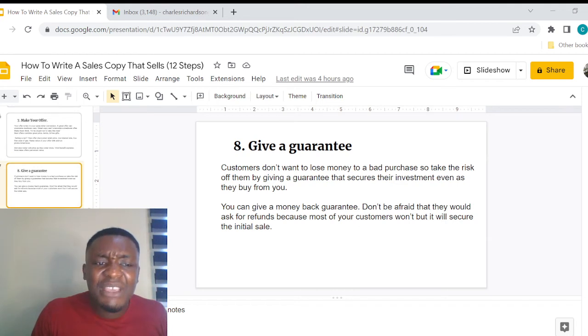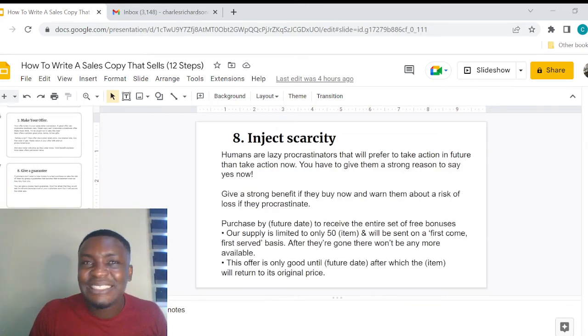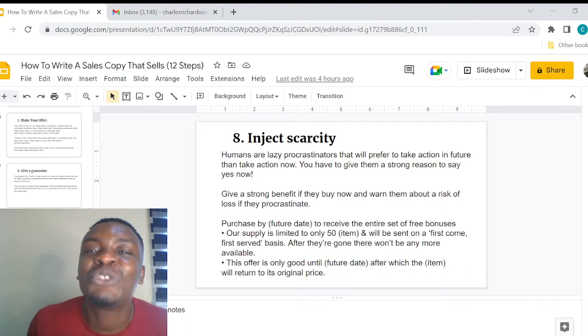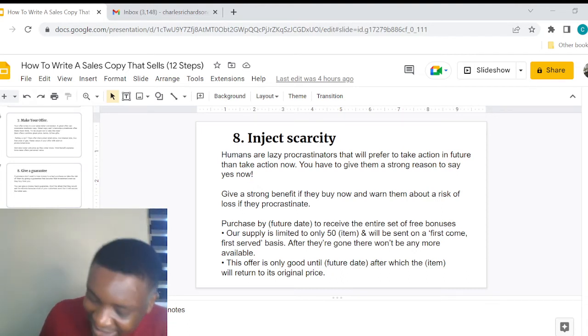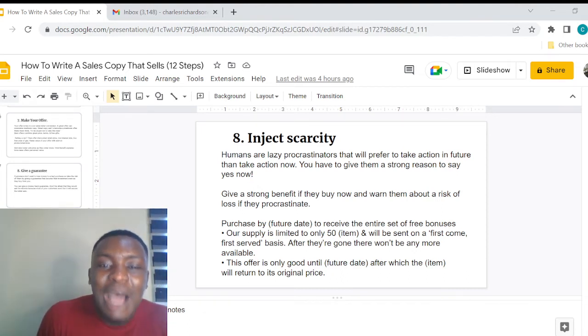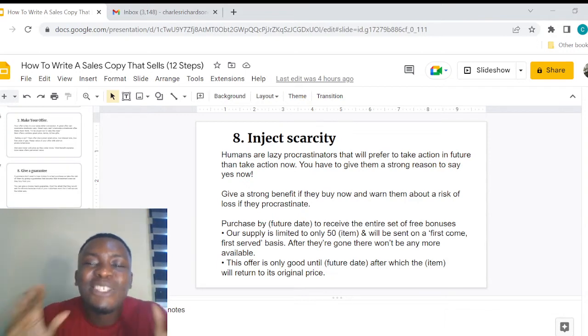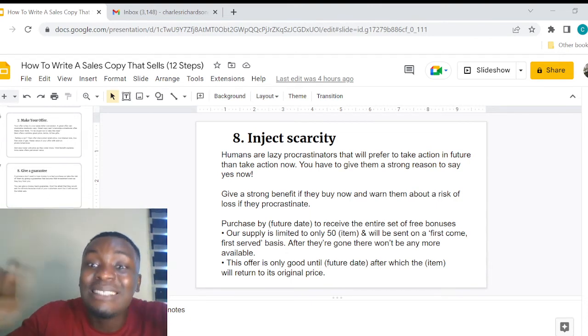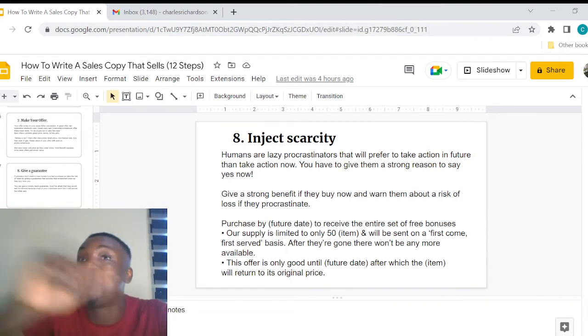Then, after I've given them a guarantee, inject scarcity. Number 8, this is very important. Number 9, this is a mistake, but number 9, inject scarcity. Human beings are lazy procrastinators. They will prefer to take action tomorrow when they can take action now. Now you want to give them a strong reason to say yes now. Give them a strong benefit if they buy now, and warn them about a risk of loss if they procrastinate.